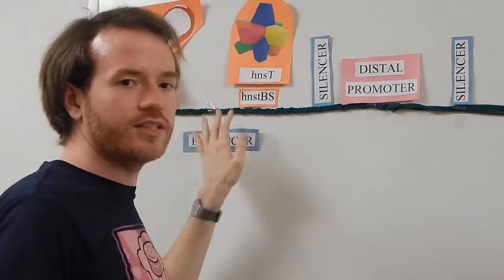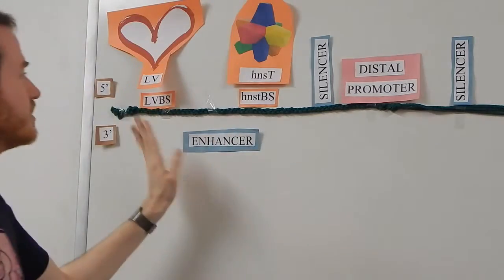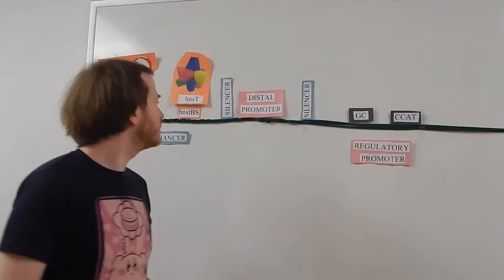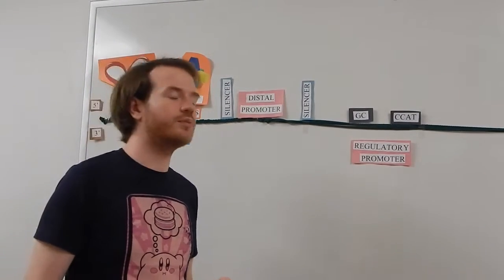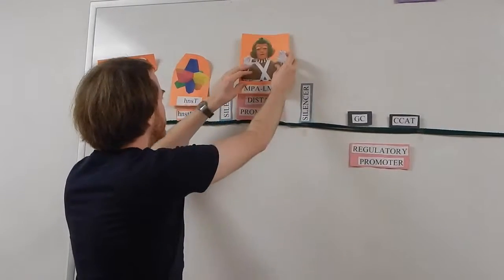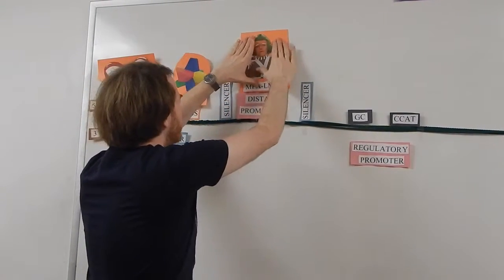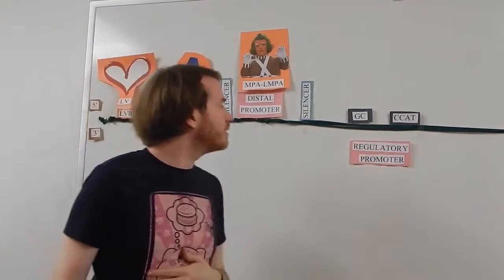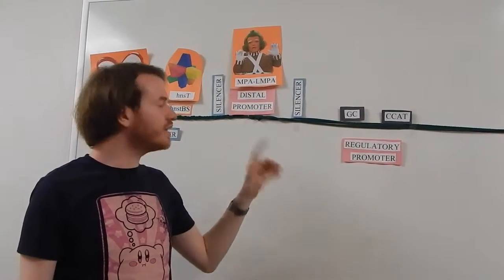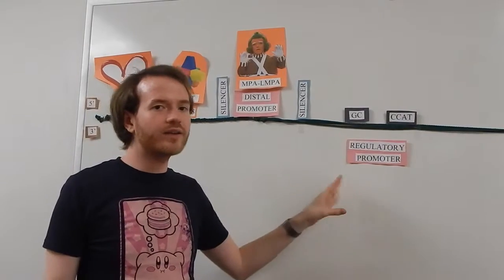And once this occurs, the enhancer can now communicate with the distal promoter. Now that the enhancer can communicate with the distal promoter, it allows for the binding of the Oompa Loompa protein to the distal promoter, which now allows for the communication between the distal promoter and the regulatory promoter.